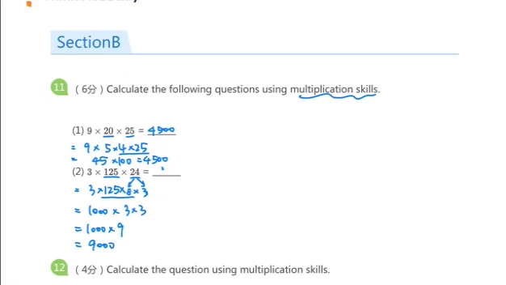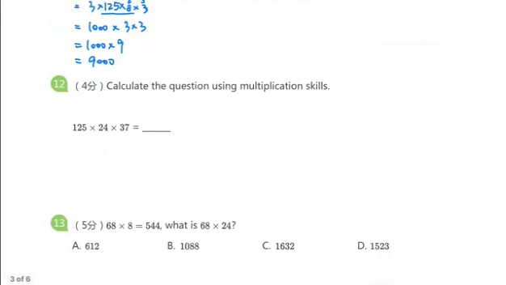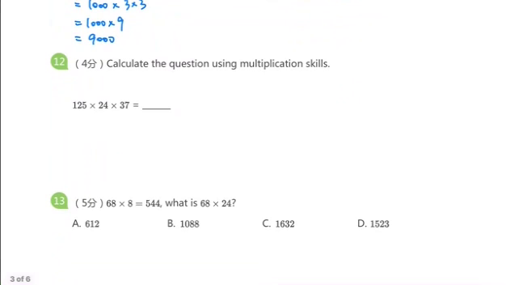And then let's move on to the question 12. So still use the multiplication skills. So here 125 is the special number. Let's try to find 8. And we see 37 is also a special number. We learned about 37 times 3 equals to 111. So can we find an 8 and a 3? So here we can see, yes, 24 can be split into 8 times 3.